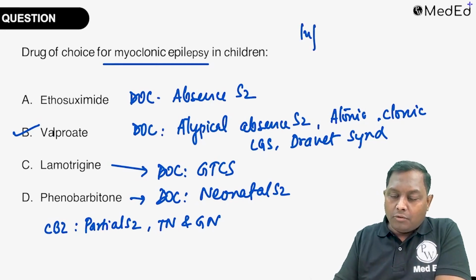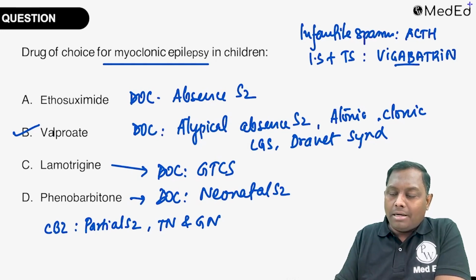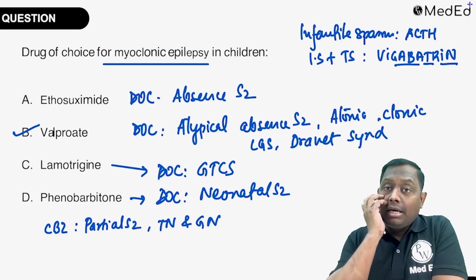Sometimes we also get a question very frequently on infantile spasm. For infantile spasm we use ACTH. However, for infantile spasm with tuberous sclerosis we use vigabatrin. Remember, vigabatrin is a GABA transaminase inhibitor. What is IS? Infantile spasm with tuberous sclerosis.